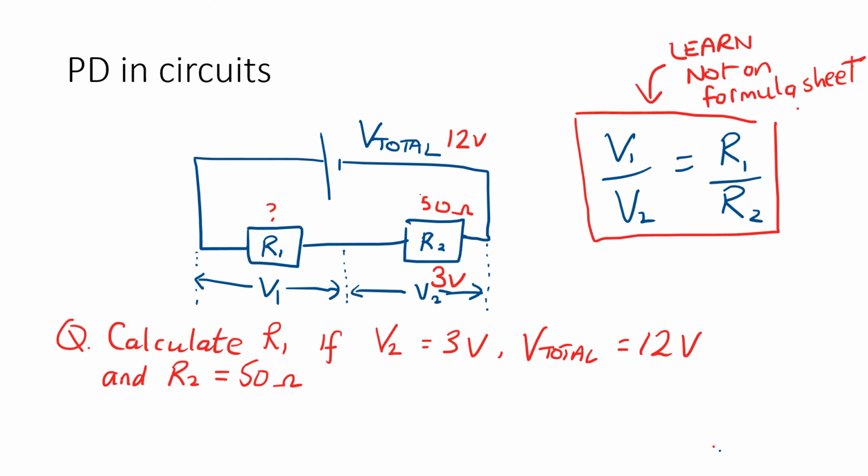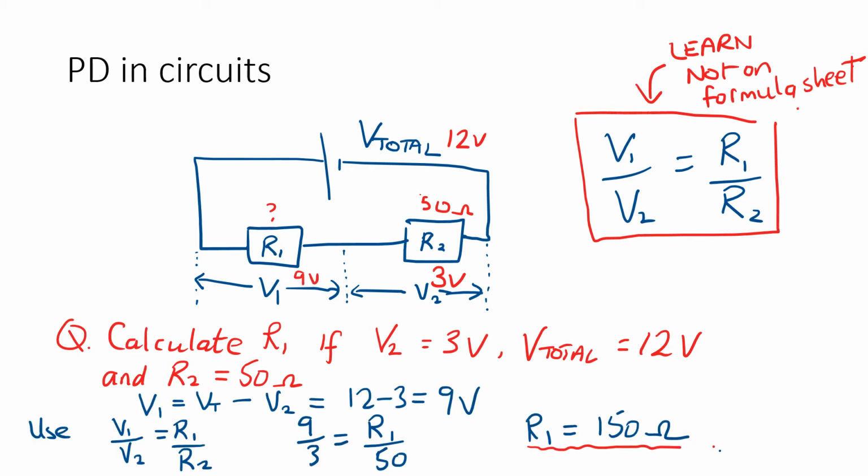So practice using this relationship now. Calculate R1 if V2 equals 3 volts, V total equals 12 volts, and R2 equals 50 ohms, as shown in the circuit diagram. First thing we can do is find V1 from the difference between V total and V2, so that's 9 volts. We can now use the relationship V1 over V2 equals R1 over R2, so we'll put the values in. V1 over V2 is 9 over 3, and that's going to be equal to R1 divided by 50. We need to find R1. So from that, we find that R1 equals 150 ohms.